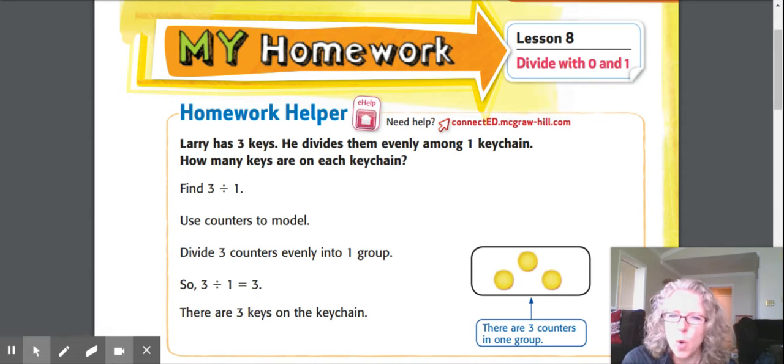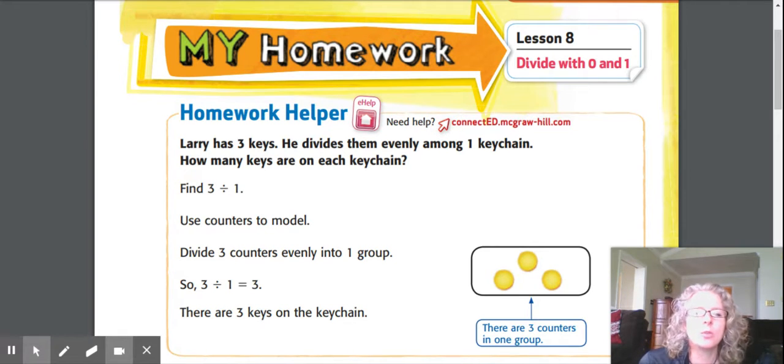Dividing with 0 and 1 can be a little bit confusing. And I have been very honest with you. Which do I like better, multiplication or division? Right, multiplication. So when my brain starts to get confused with division, I just kind of back it up, do it backwards, come up with a multiplication problem, and then figure out the division. But let's look at this.